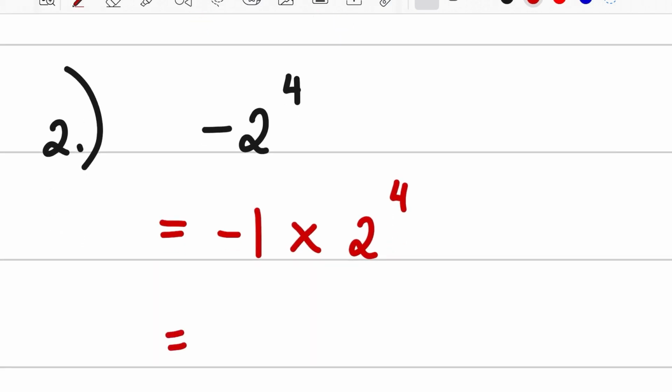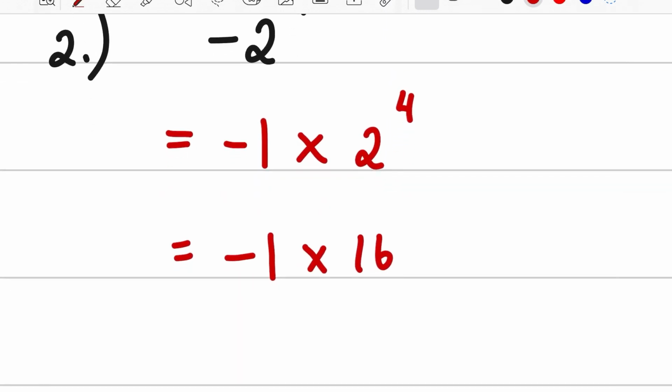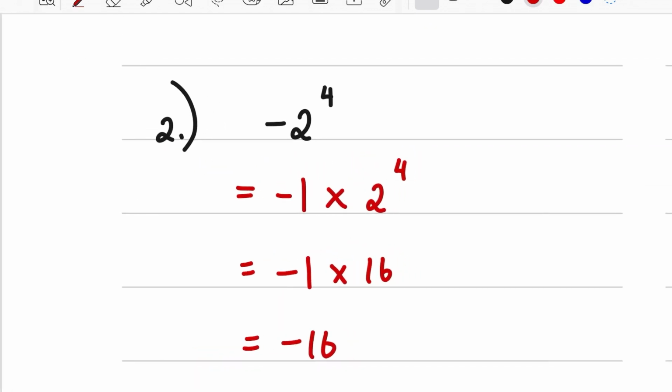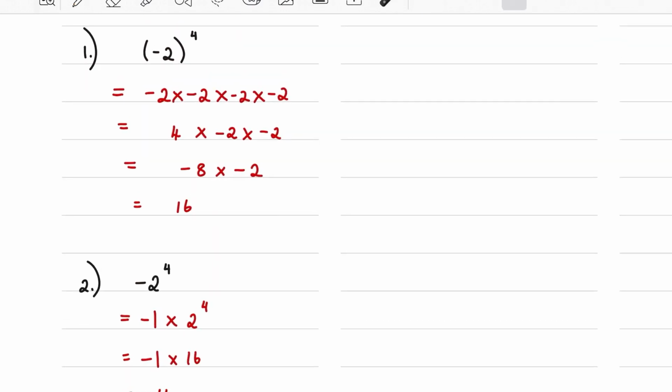So let's do that. We know that 2 to the power of 4 is 16. So minus 1 multiplied by 16 is minus 16. We have a positive number multiplied by a negative number. And that is the difference. Notice that our answers are different. We have 16 for example 1 and minus 16 for example 2. And that is all because of the presence or the absence of the brackets. So let's look at another example.